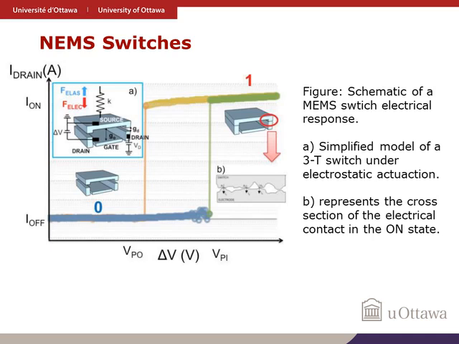As you can see in the picture, figure A shows the simplified model of a three-terminal switch under electrostatic actuation, and B represents the cross section of an electrical contact in the on state.